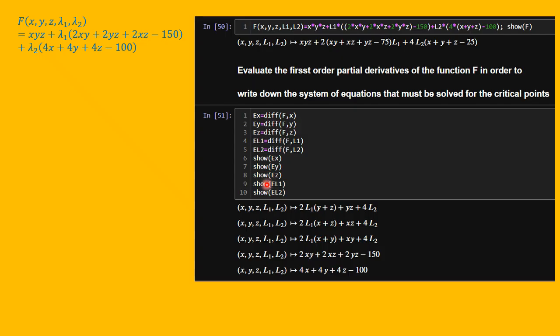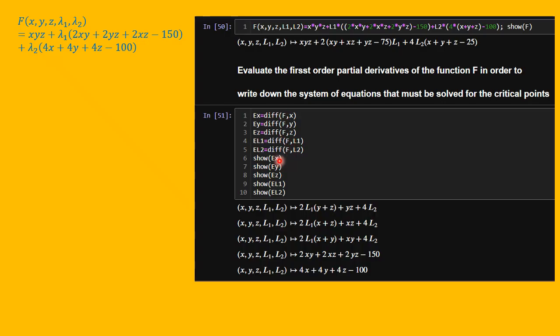These are basically the derivatives. EX is the derivative of capital F with respect to x. EY is the derivative of capital F with respect to y. Capital F, remember, is this function up here. EZ is the derivative of F with respect to z. EL1 is the derivative of F with respect to L1. EL2 is the derivative of F with respect to L2. So in our regular mathematical notation, here we're differentiating F with respect to the Lagrange multipliers, which we called before lambda 1, lambda 2. But in this program, we're calling them L1 and L2.